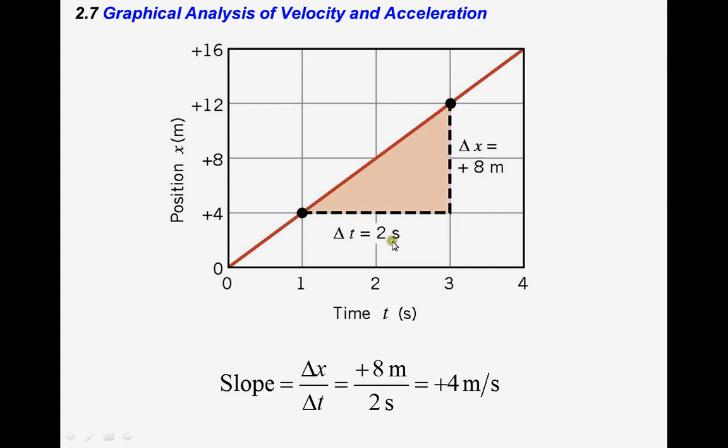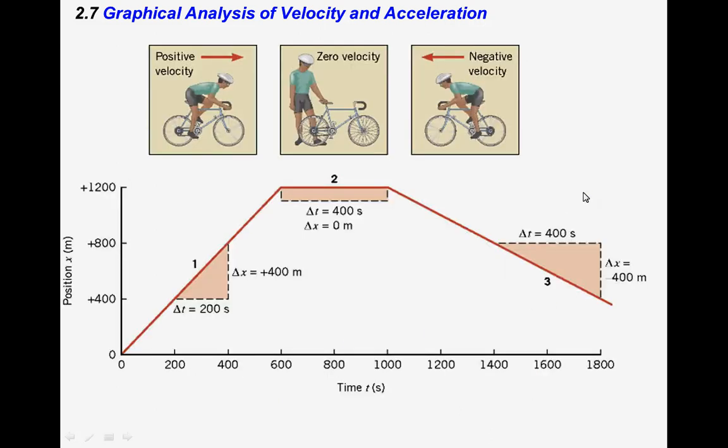That 8 divided by 2 gives us, since the units for rise is meters and the units for run, the x-axis, is seconds, meters over seconds is velocity. So the slope of a position versus time graph is the velocity of the object. Now, this can be true if we have a straight line. It can also be the case if things change.